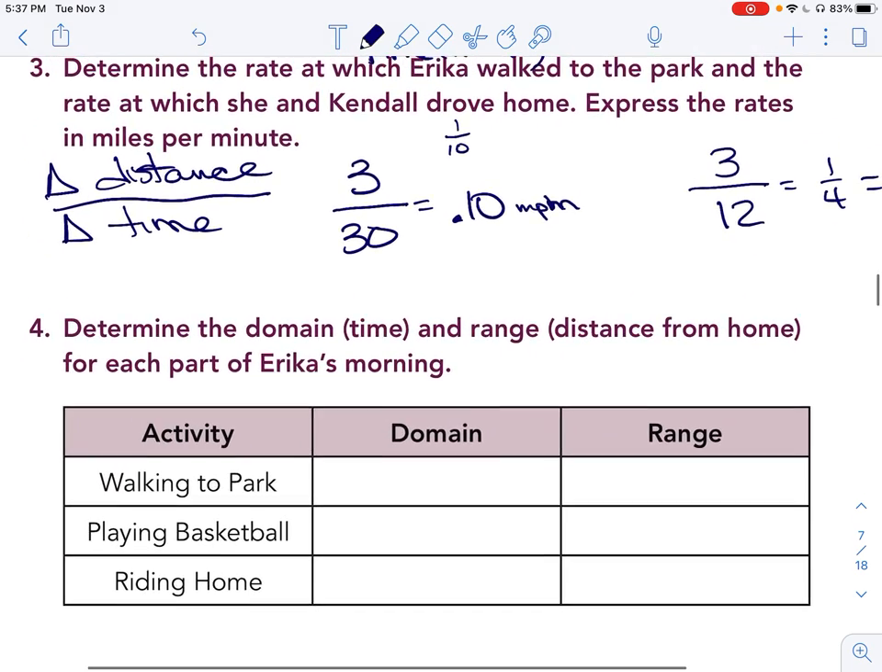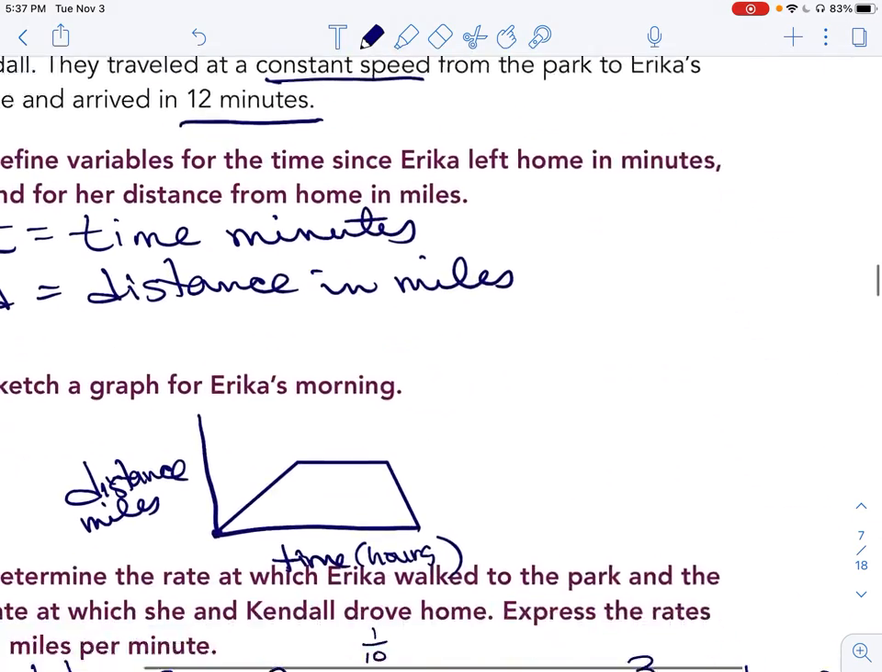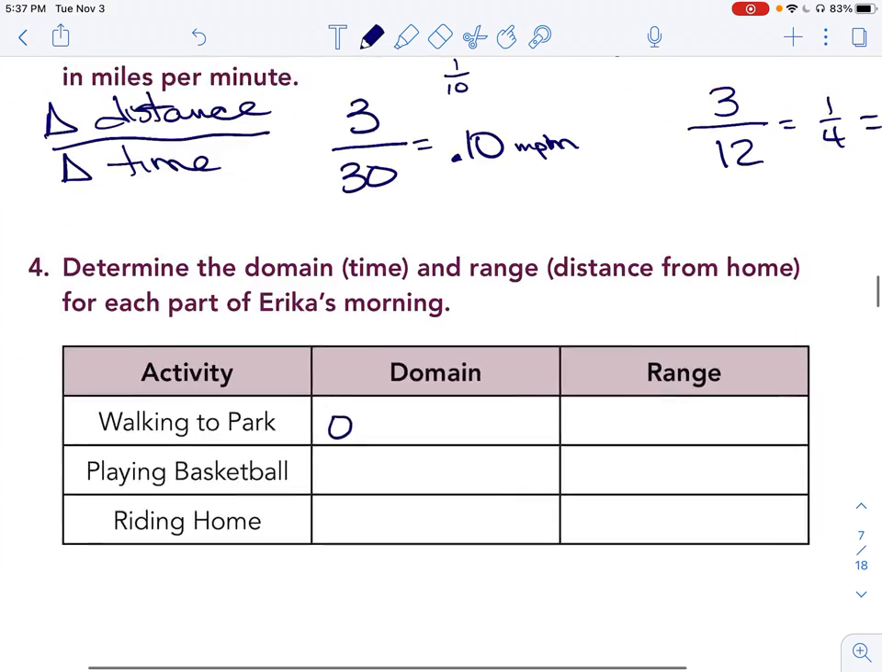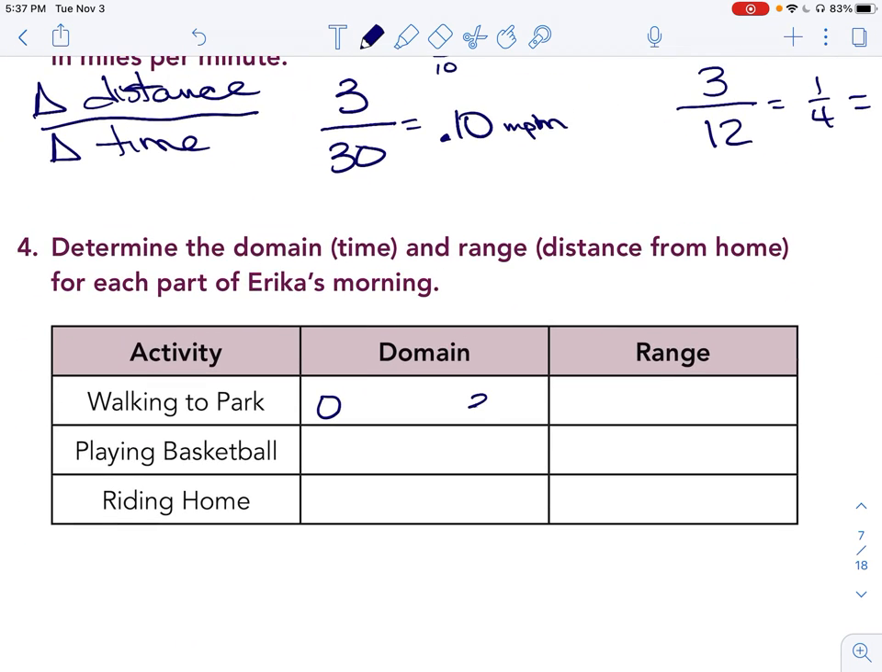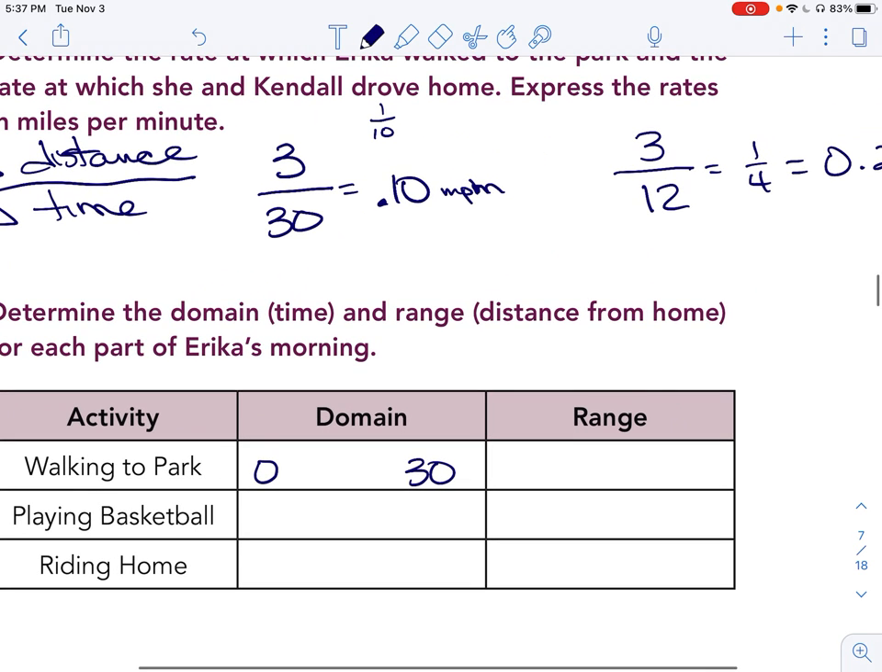So the domain with this. Walking to the park. Where did she start from? She started at 0. And remember, domain is talking about time. So how long did it take her to get there? It took her 30 minutes to get there. Okay, so as we talked about before, that's like this. And we're going to be using time. Okay, she was at 30 minutes.